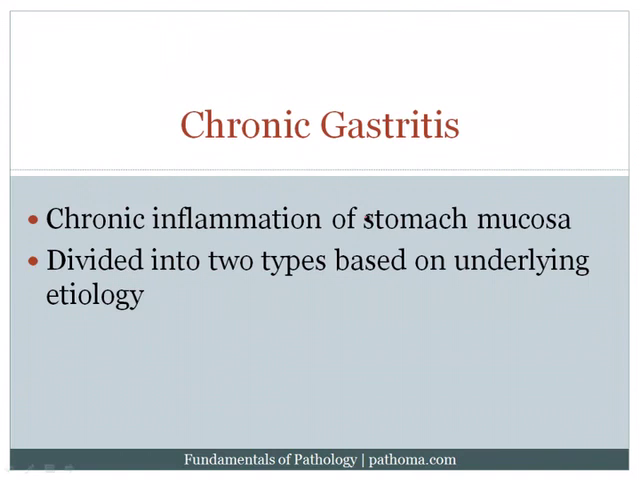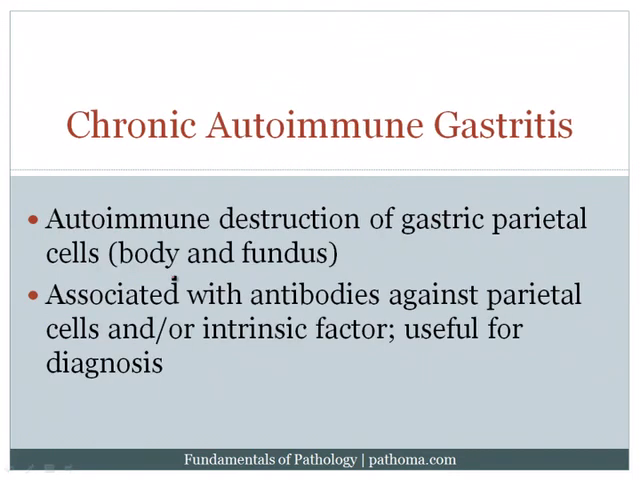Chronic gastritis, as I've already stated, can be divided into two types, and it's based on the underlying etiology. And I told you earlier that there's an autoimmune type and then there's an H. pylori type. In chronic autoimmune gastritis, you get autoimmune destruction of the parietal cells.